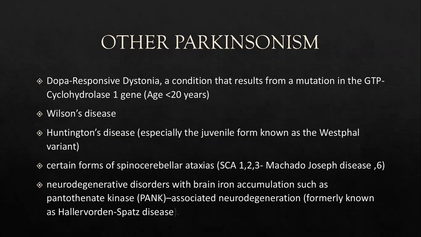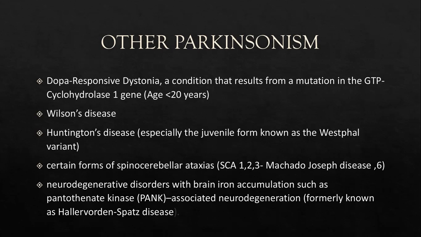So other rarer causes include dopa-responsive dystonia. It is a condition that results from a mutation in the GTP cyclohydrolase 1 gene. This gene is involved in the formation of dopamine. So the onset of the disease is as early as 20 years. Other conditions include Wilson's disease, Huntington's disease, and certain forms of spinocerebellar ataxias, which have been clearly described in the last class. So the majority of the forms of SCAs can cause Parkinson's, especially 1, 2, 3, and 6. Neurodegenerative disorders with brain iron accumulation, such as pantothenate kinase associated neurodegeneration, formerly known as Hallervorden-Spatz disease.